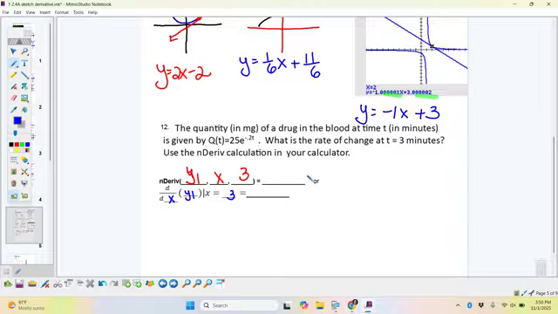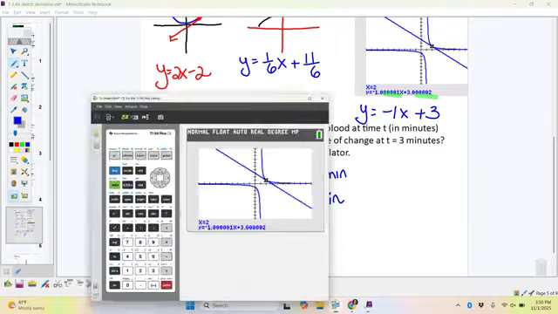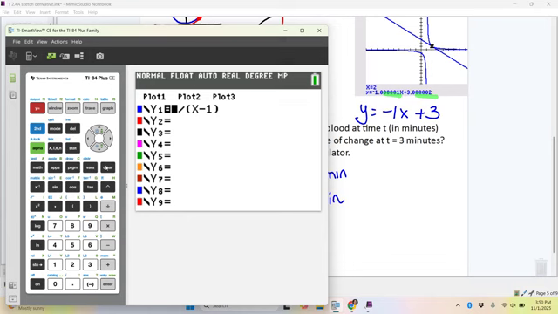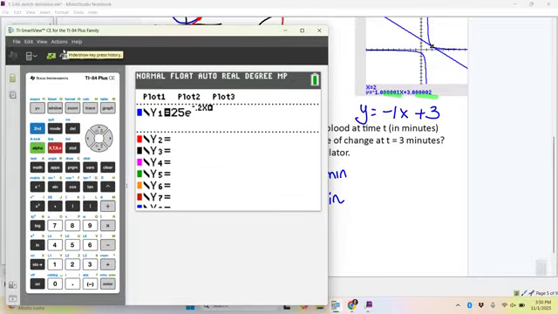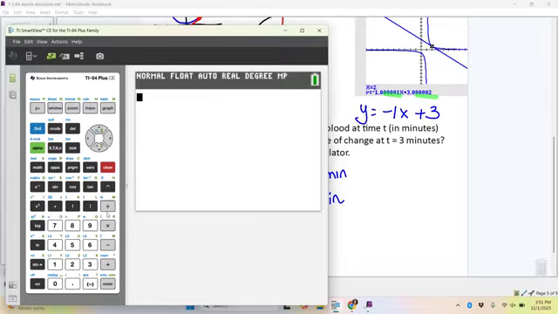And our rate of change is going to be milligrams per minute. And now we're going to use the calculator to get the derivative, that instant rate of change. So let's put the function in y1, 25 e to the negative 0.2x. There's no t variable when you're in regular mode in the calculator, so you have to use the x button. Second quit, we're going to go back to the main calculate screen.